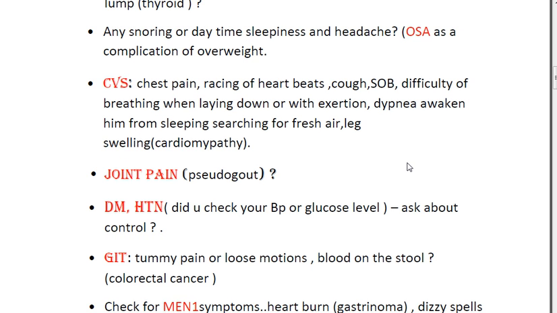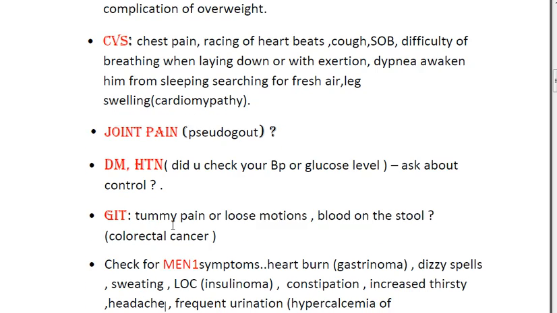For diabetes and hypertension: did you check your blood pressure before, or your glucose level? Do you have any history of increased thirst or increased frequency of urination? This is for the symptoms of diabetes mellitus. This patient is highly associated with diabetes mellitus type 2 and hypertension. And if there is diabetes mellitus and hypertension, you have to ask about their control and the last hemoglobin A1C.